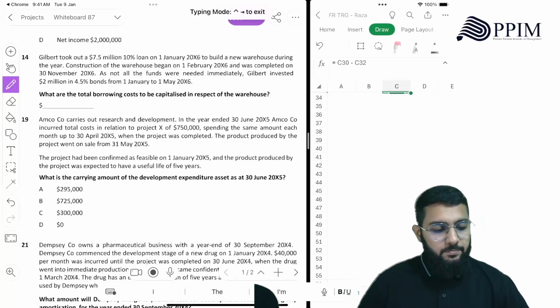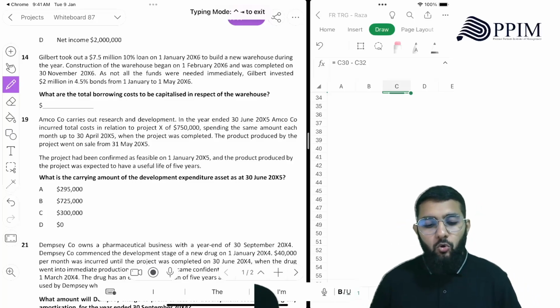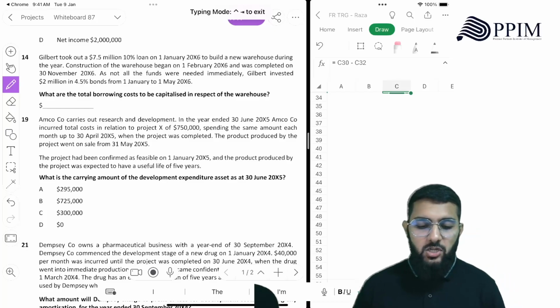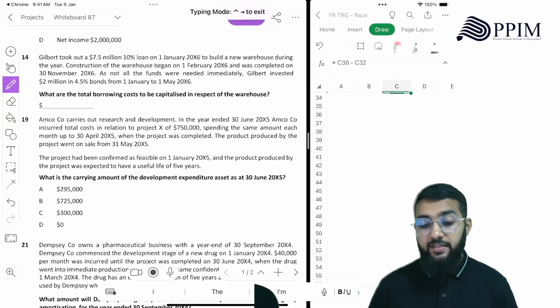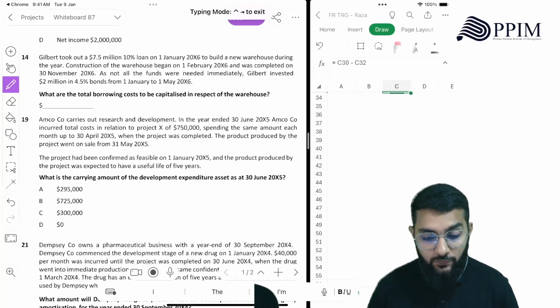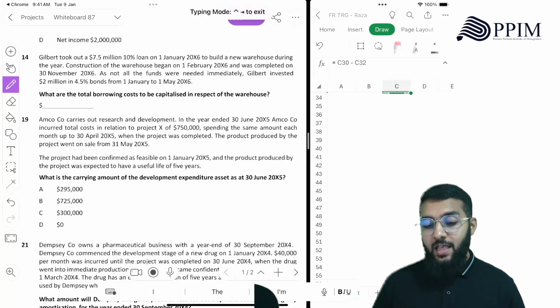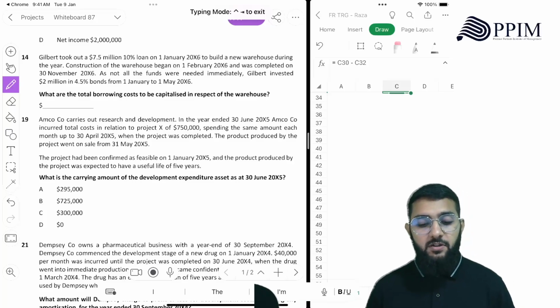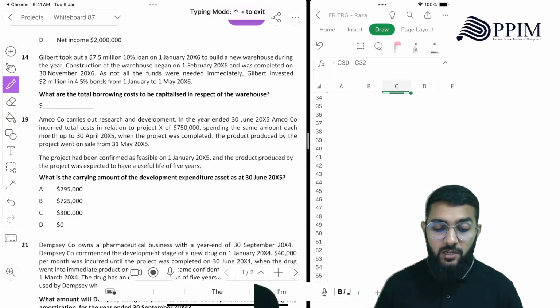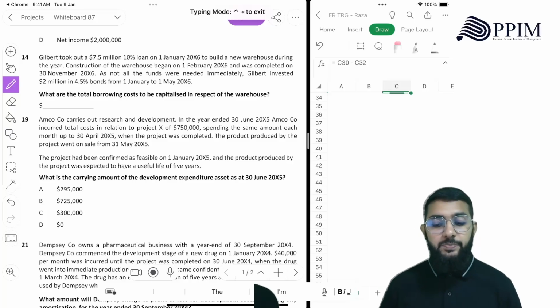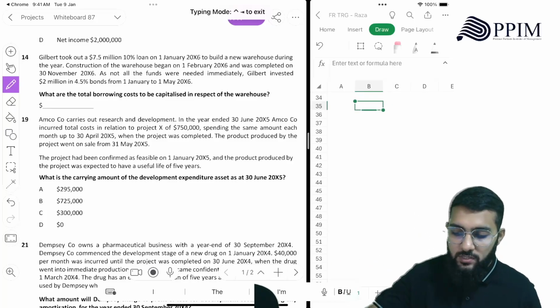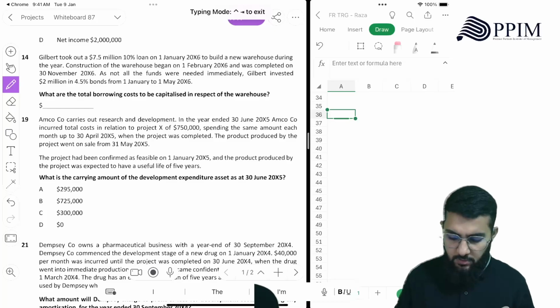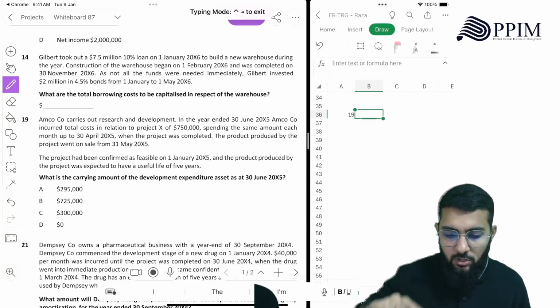Question number 19. AMCO carries out research and development in the 30th June 20x5. Now comes IAS 38. AMCO incurred total costs in relation to Project X of 750,000, spending the same amount each month up to 30th April 20x5 when the project was completed. So what's the total cost? Let's do the working here.